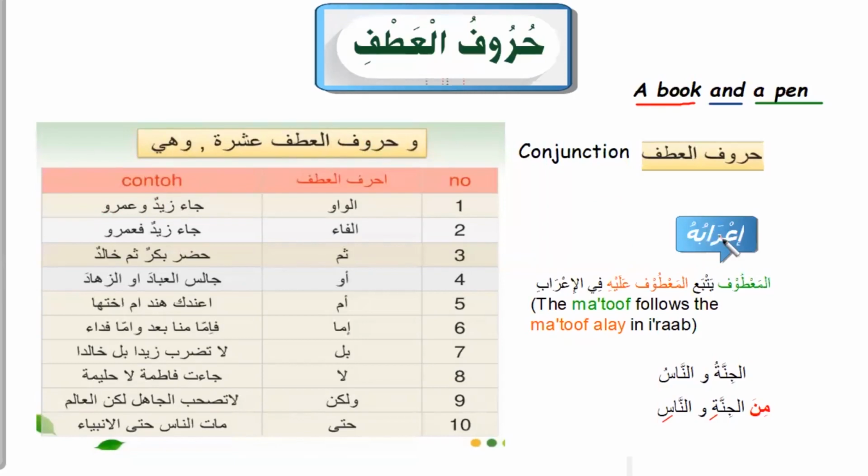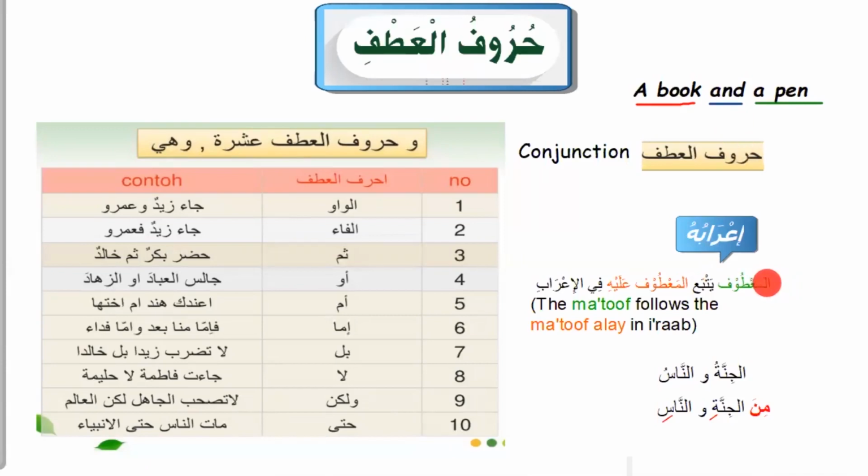Now that you know the ma'tuf and the ma'tuf alay, let's look at the i'rab. We need to know them before we can understand the i'rab. The huruf al-atf, the conjunctions, themselves don't change. They are mabni. A harf is mabni. But the ma'tuf alay and the ma'tuf, the two things that the conjunction is holding together, are what changes. The conjunction in itself is mabni.